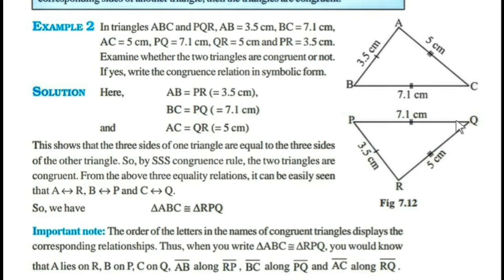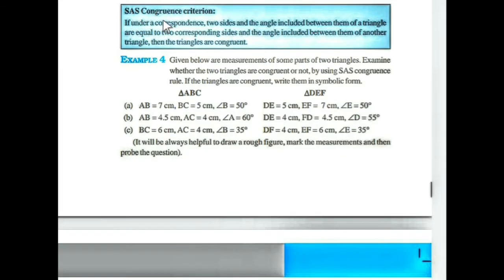Now let us understand the SAS congruence criterion. If under a correspondence, two sides and the angle included between them of a triangle are equal to two corresponding sides and the angle included between them of another triangle, then the triangles are congruent. Let us see one example. Given below are measurements of some parts of two triangles. Examine whether the two triangles are congruent or not by using the SAS congruence rule. If the triangles are congruent, then write them in symbolic form.